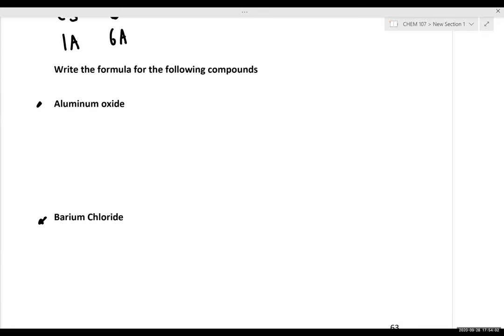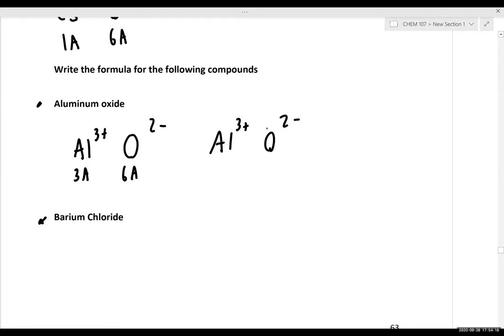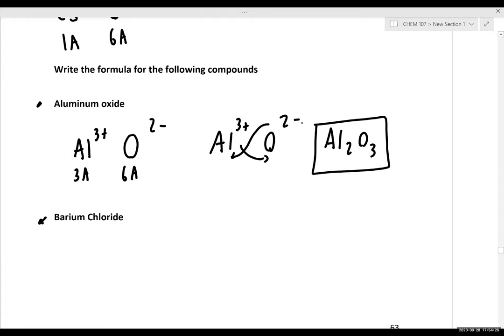Okay, so aluminum oxide. Aluminum is a 3A element, so it should have a 3+ charge. Oxide, oxygen, 6A element with a 2- charge. We take each of our ions and we cross our charges, and that gives us Al2O3. Does this make sense to everyone? Is everyone comfortable with this idea?